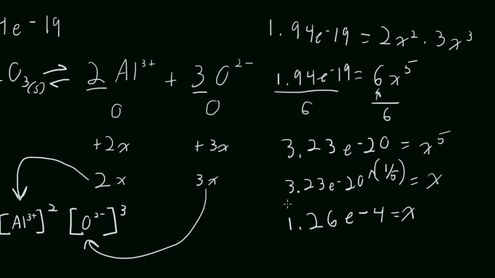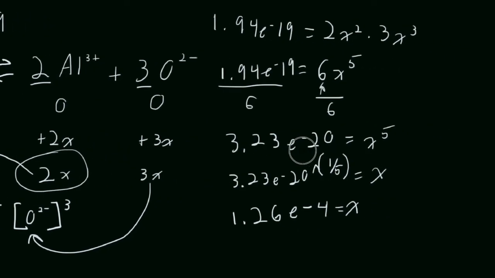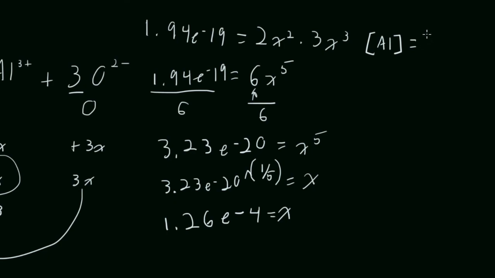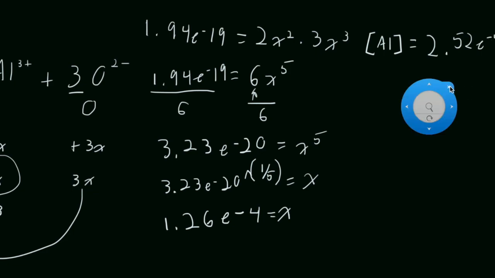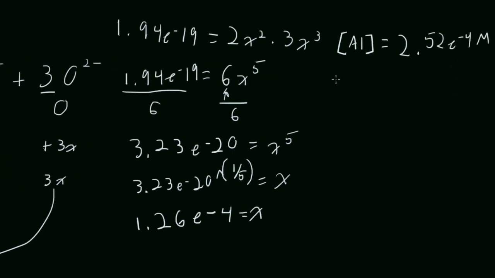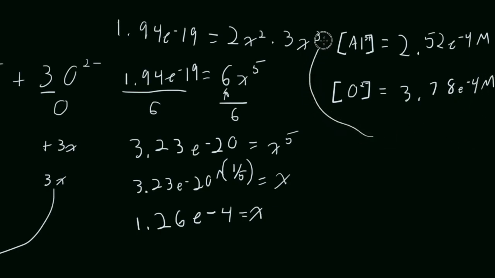But I'm still not quite done because remember, my final concentration of aluminum is 2x. So if I want to know the concentration of aluminum, I need to take that value times 2, and that's going to be 2.52 E negative 4 molar. And then my concentration of oxygen, O2 minus, is going to be 3x. So it's going to be 3 times 1.26 E negative 4, and that'll be 3.78 E negative 4 molar. And that is my final answer.